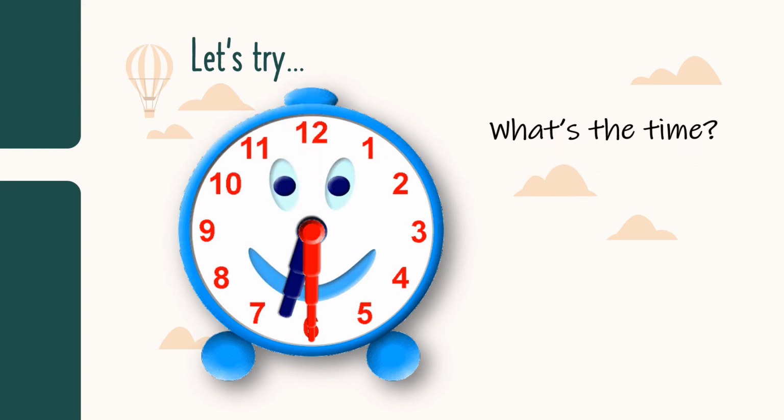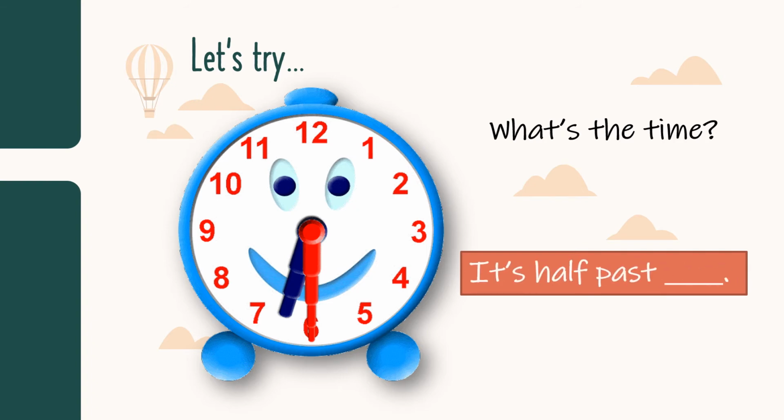What's the time? The hour hand is between number 6 and 7, while the minute hand is pointing at number 6. So, what is the answer? It's half past 6. What's the time? It's half past 6.